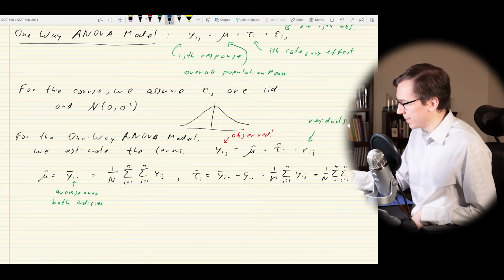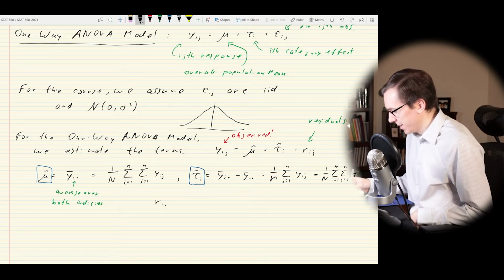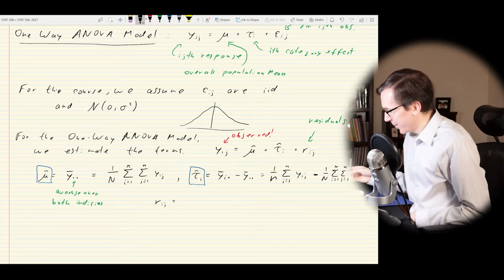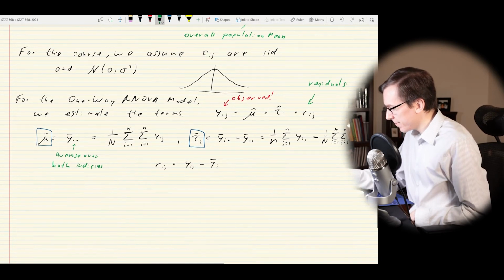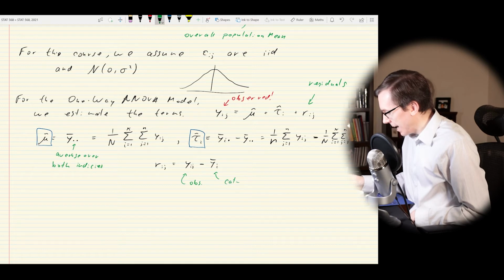All right, so let me just highlight these. We've got our mu hat, we've got our tau_i hat, and then lastly, we have our residuals. So the residual e_ij, right? Every single observation, y_ij, has its own residual, and that's going to be the difference between what we observed and what the category says it should be, the category average. So in this case, the residual is just the difference between the observed value and the category mean.